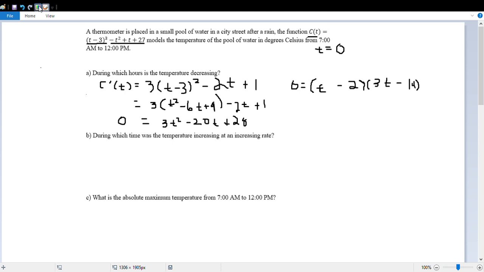Let me just do a quick check on that. So this times this would give me 3t^2. That's good. T times a negative 14 would be a negative 14t. And then that'd be a negative 6t. That makes a negative 20t. All right, that's good. And then negative 2 times negative 14 is a positive 28. Okay, so we are good to go. So I think you can see then our critical numbers are t equals 2, and t equals, we would have to divide 14 by 3.